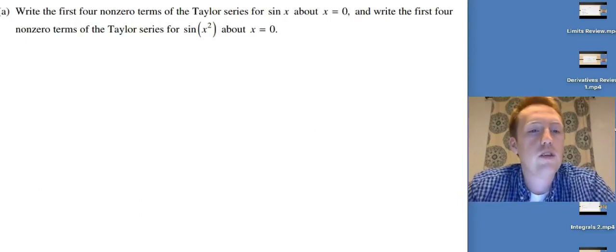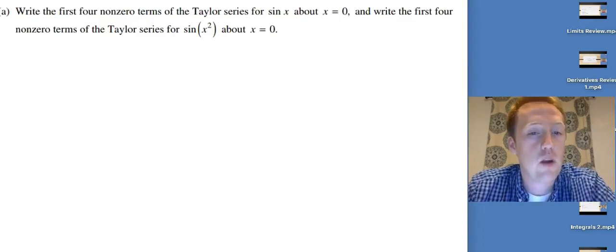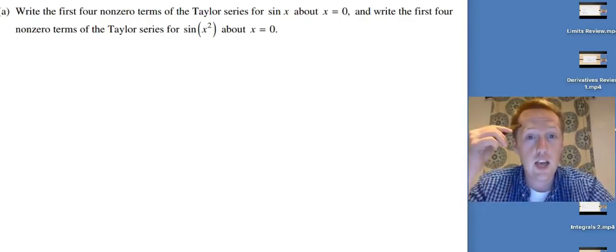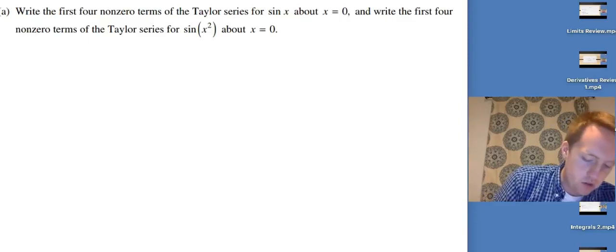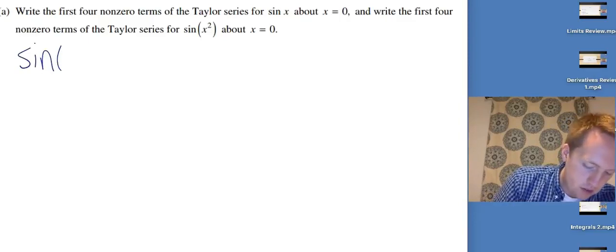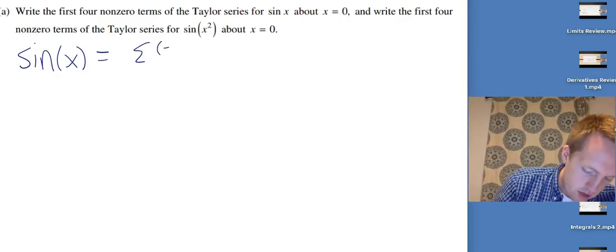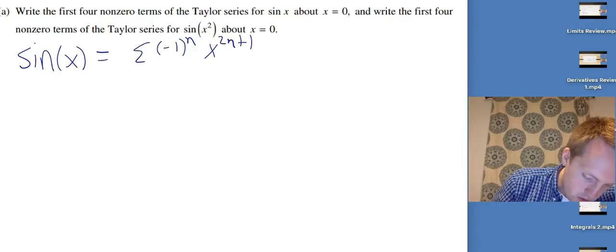Write the first four non-zero terms of the Taylor series for sine of x about x equals 0, and write the first four non-zero terms of the Taylor series for sine of x squared about x equals 0. Okay, I should have sine of x memorized, or at least the general term, so I can generate some terms from it. The general term for sine of x is -1 to the n, x to the 2n plus 1, over 2n plus 1 factorial.